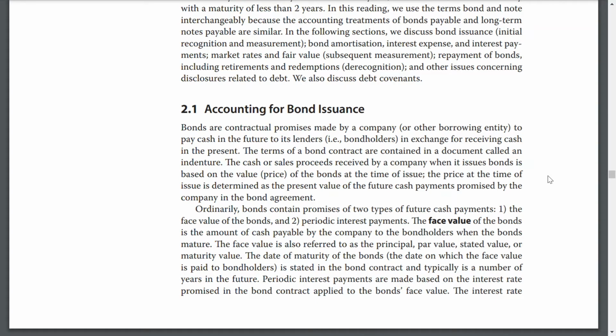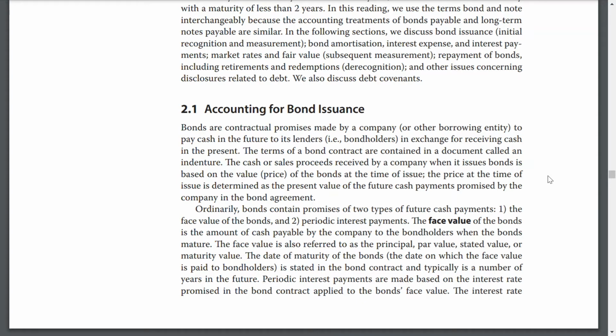The cash or sales proceeds received by a company when it issues bonds is based on the value or price of the bonds at the time of issue. The price at the time of issue is determined as the present value of the future cash payments promised by the company in the bond agreement. Ordinarily, bonds contain promises of two types of future cash payments: 1, the face value of the bond, and 2, the periodic interest payments. The face value of the bond is the amount of cash payable by the company to the bondholders when the bonds mature. The face value is also referred to as the principal, par value, stated value, or maturity value.